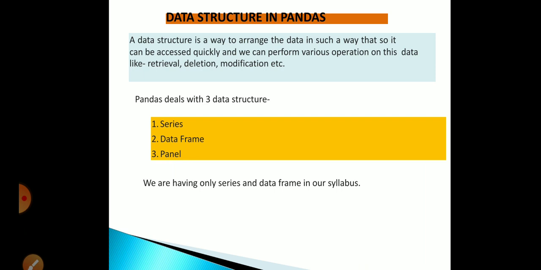Next, data structure. First, what is a data structure? A data structure is a way to arrange the data in such a way that it can be accessed quickly, and we can perform various operations on this data, like retrieval, deletion, modification. What do you mean by modification? We can insert, delete, modify our data, change our data. This all comes under what? Modification. Pandas deals with three data structures.